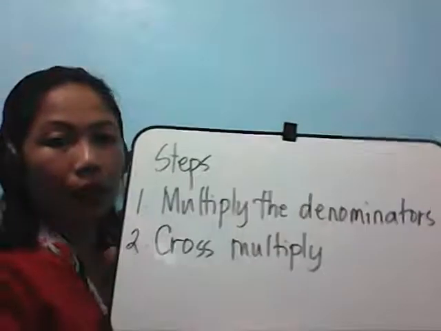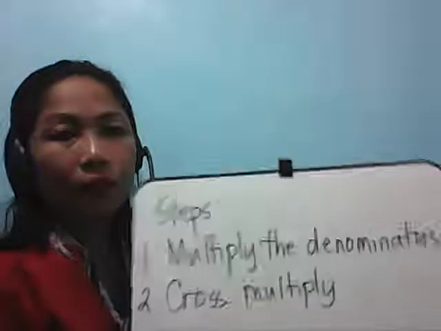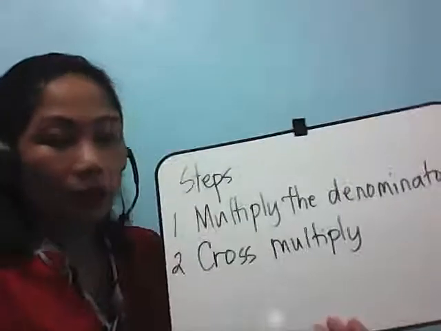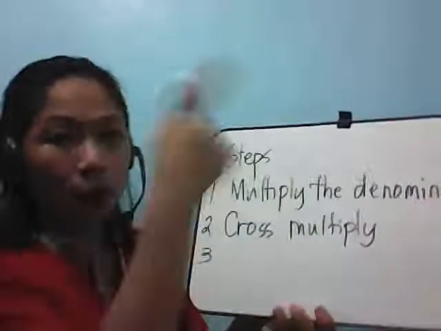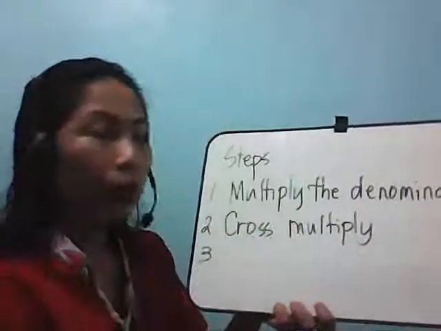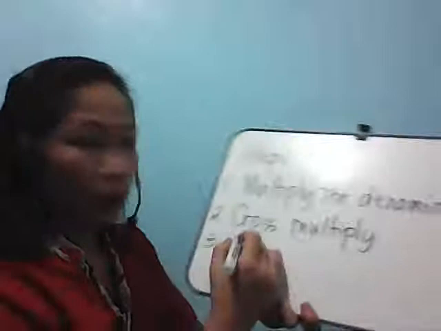Second, cross multiply. You apply the butterfly method. Butterfly method is what others call it. Third step, after you cross multiply, you need to add or subtract.